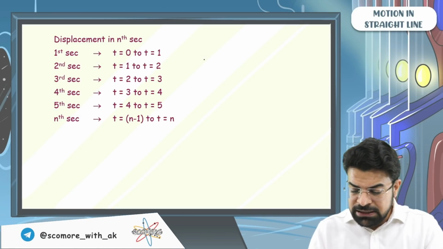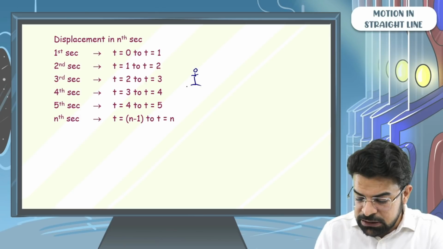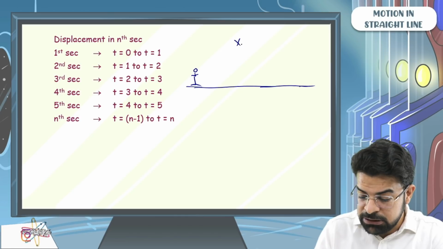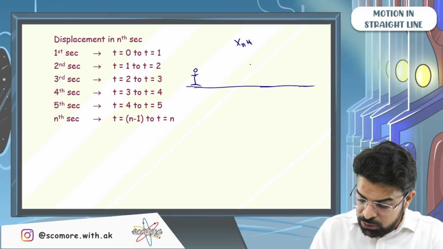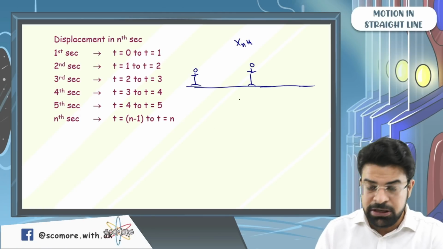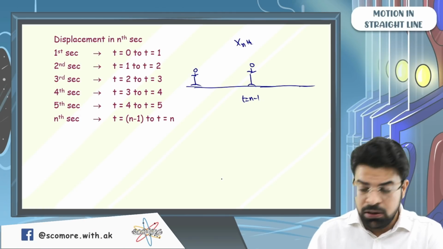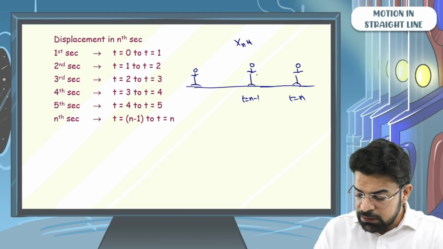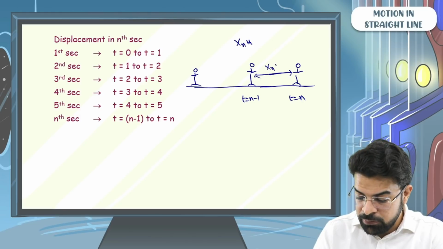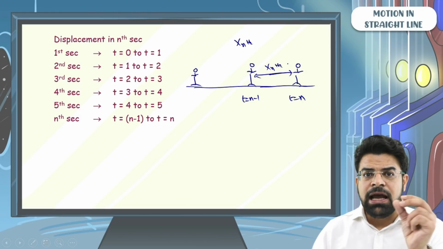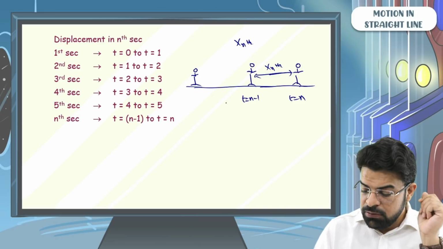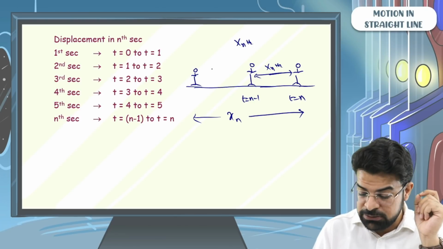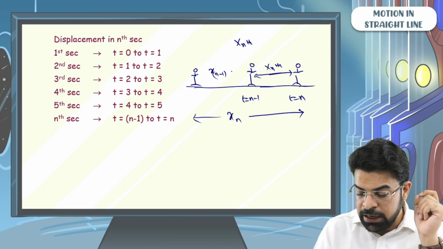Now let's say a person starts the journey with constant acceleration. Your mission is to find the displacement in nth second. So displacement in nth second means the displacement from time equals n minus 1 till time equals n. How to find the displacement in this nth second? So you will say the displacement in nth second can be easily found just by finding the displacement up to time equals n and finding the displacement up to time equals n minus 1.